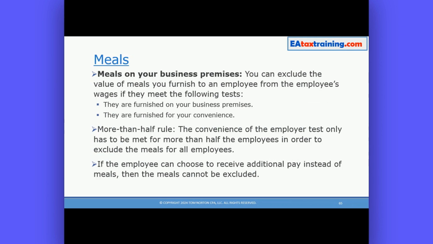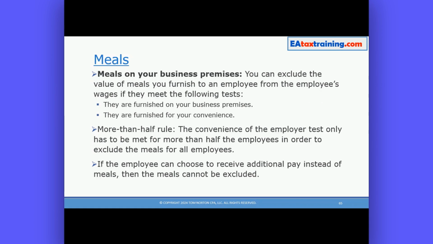Meals on your business premises. You can exclude the value of meals you furnish to an employee from the employee's wages if they meet the following tests. They are furnished on your business premises and they are furnished for your convenience. This is subject to something called the more than half rule. The convenience of the employer test only has to be met for more than half of the employees in order to exclude the meals for all the employees.